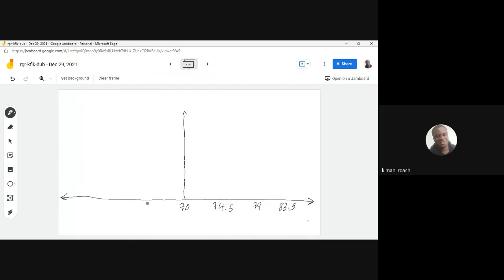On the other side I'm going to be subtracting my standard deviation. So my first standard deviation away from my mean score would be 65.5. Then I am going to have 61, followed by 56.5, followed by 52.